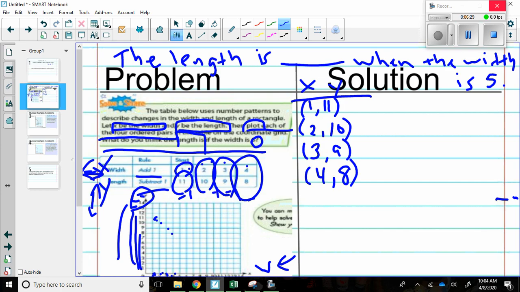So now that we've plotted the 4 points of ordered pairs, it says, what do you think the length is if the width is 5? So we know the width is x. So here's our 5, and we need to find what y would be. So notice that it follows the pattern. Remember, the pattern for width was add 1. So we added 1 each time.